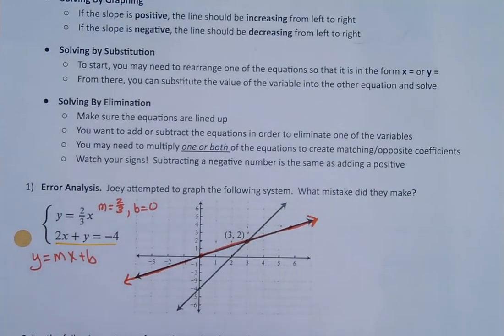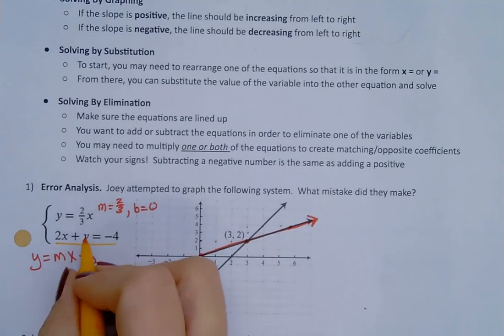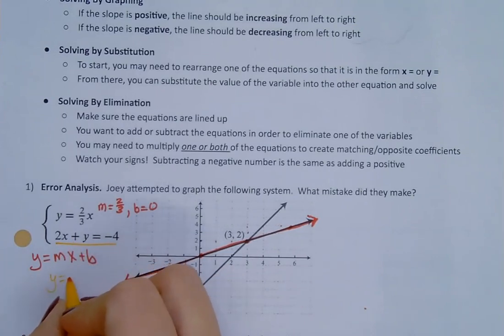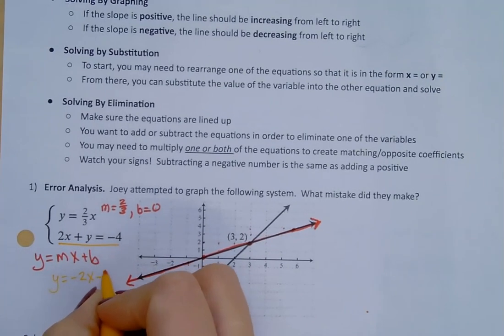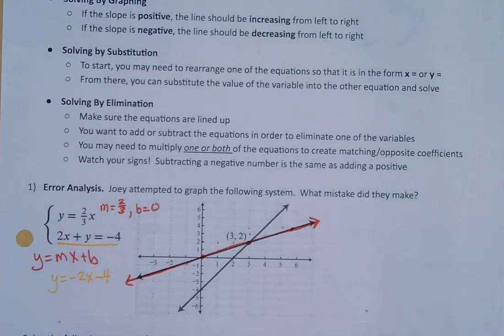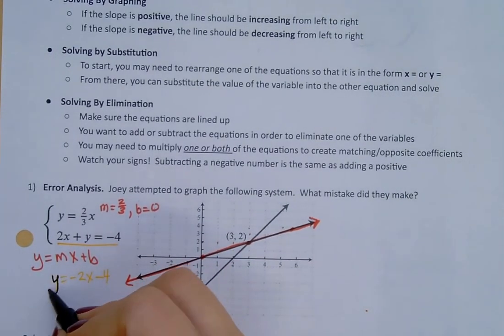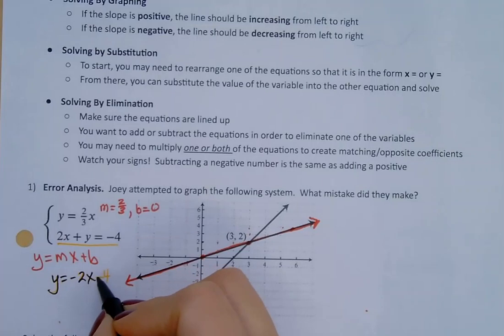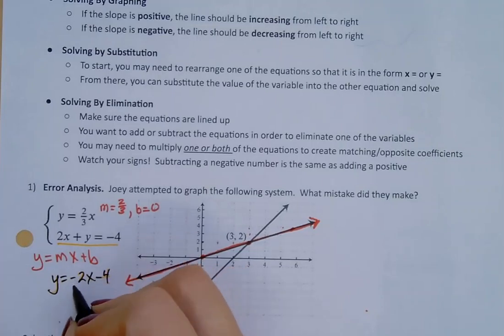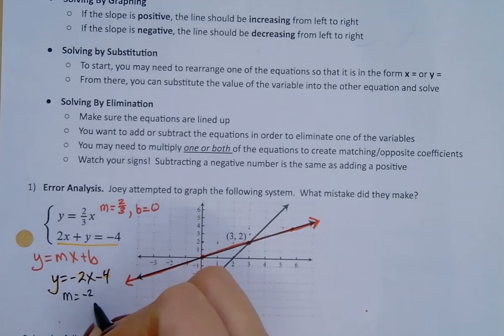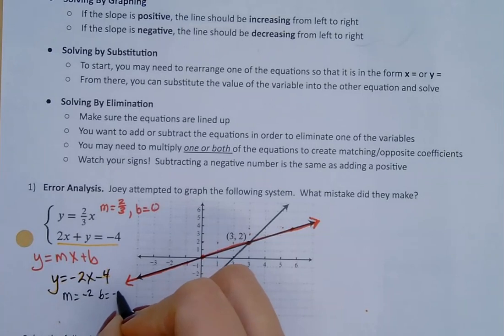So this is my second line, right? I need to rearrange that line. So I'm going to subtract 2x from each side. So I'll have y equals -2x minus 4. How about I make that so you can actually read it? Y equals -2x minus 4. So now I know for my second line, m equals -2, or I'm going to go down 2 over 1, and I know b equals -4.